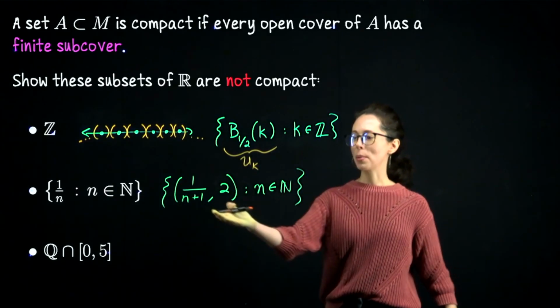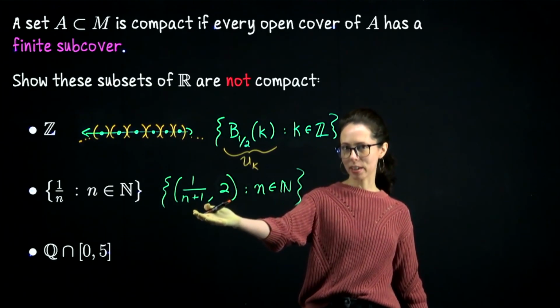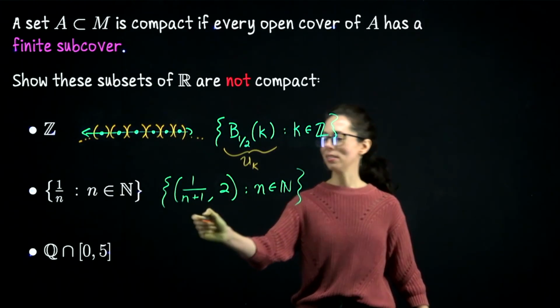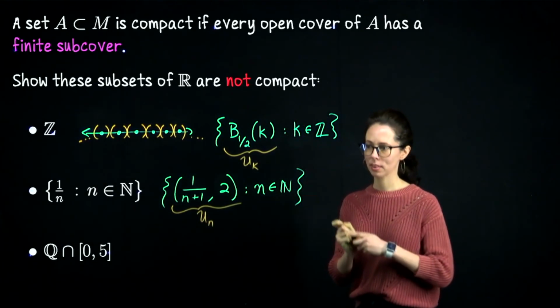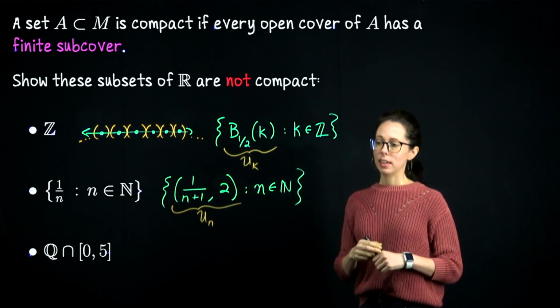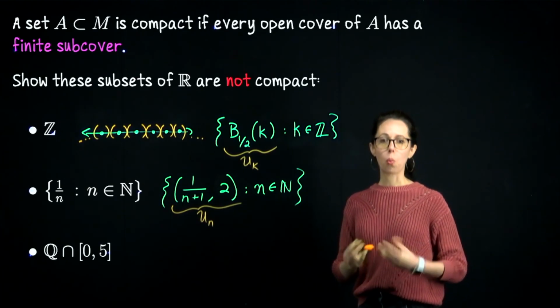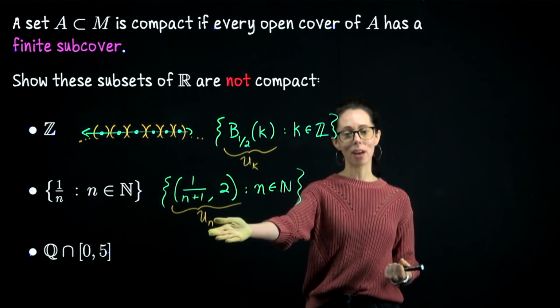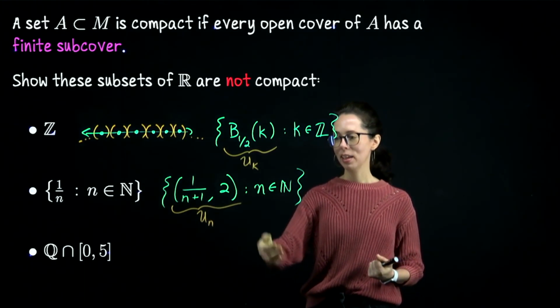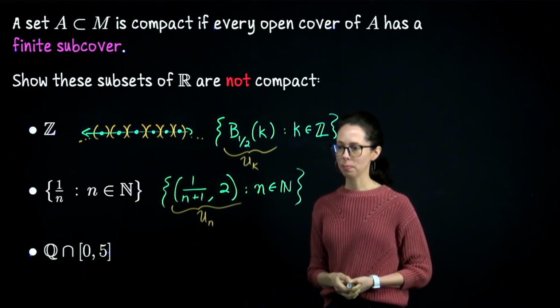I chose a denominator of 1 over n plus 1 because I want this to cover the nth point, like 1 over n. So I'm going to think of this as u sub n. Every single point of the form 1 over n is in some u sub n. So the Archimedean set is being covered by this infinite collection. They are all open intervals, so it's an open cover.